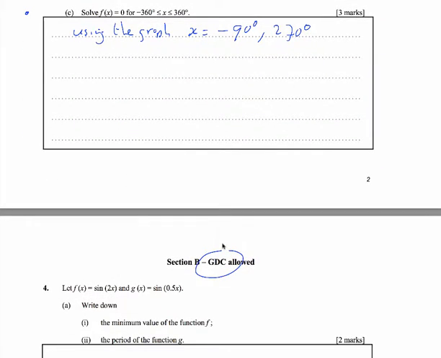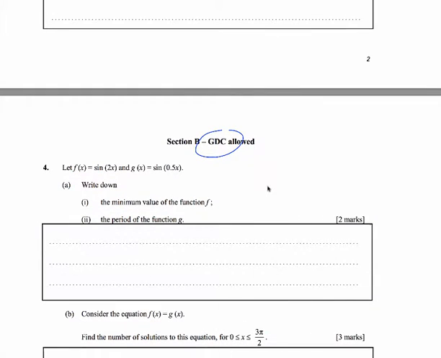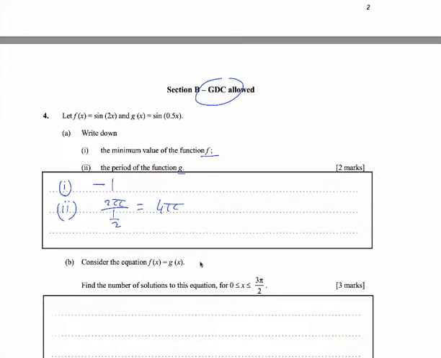GDC allowed. Right, question 4. Let f of x be sine of 2x and let g of x be sine of a half x. Write down the minimum value of f. Okay, f is sine, so that must be minus 1 because it can't be smaller than that. Okay, good. The period of g: sine, so 2 pi divided by whatever is in front of x, which is a half. So this is 4 pi. It doesn't say radians or degrees, so I'm going to leave it in radians.